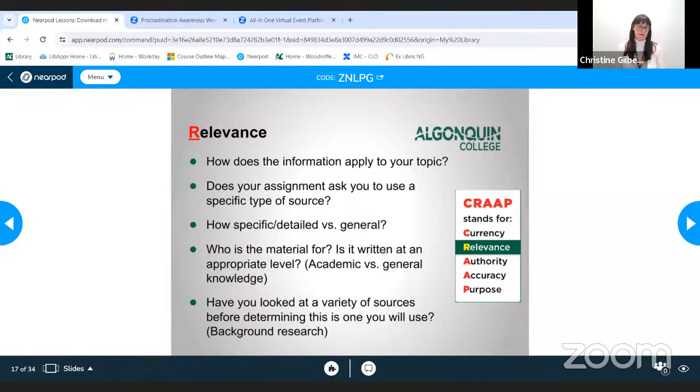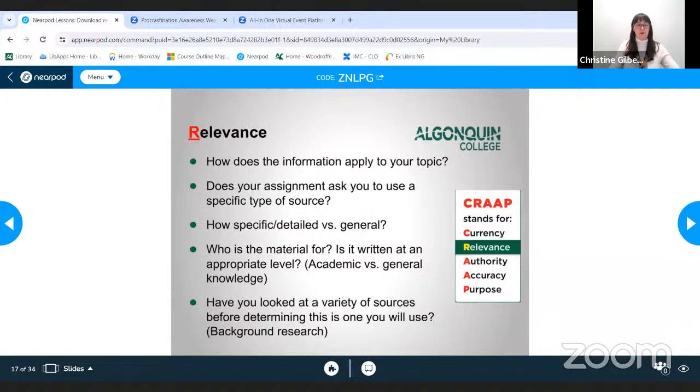Relevance. In this step, you are determining how the information applies to your topic. Read your assignment carefully. Are you required to use a specific type of source? You may have found a great video on your topic, but has your instructor stated that you can only use articles or books? Is the content specific and detailed, or more general in nature? What is needed for your paper?